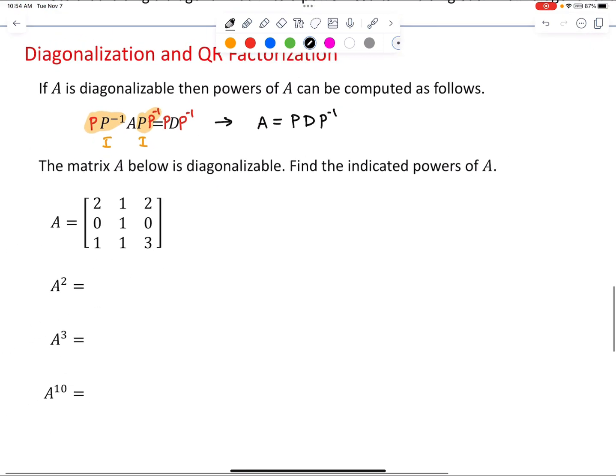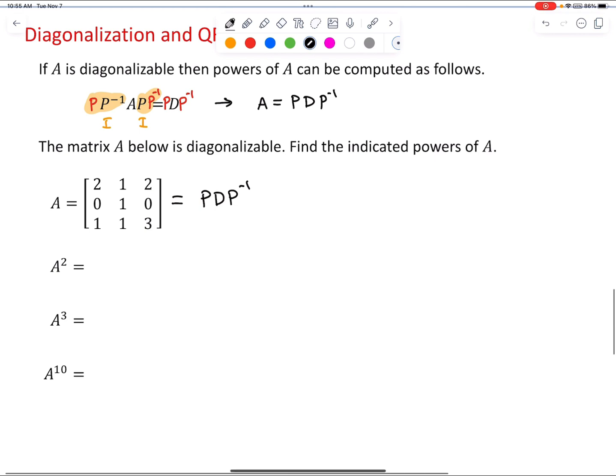Okay, so let's see how this can be helpful. The matrix A below is diagonalizable. Find the indicated powers of A. So we have this matrix A, and it is diagonalizable. In fact, this is the same matrix that we had on the last page. So we can find a diagonal matrix D and an invertible matrix P such that this matrix is equal to P times D times P inverse. Thus, if I want to do A squared, I simply have to do P times D times P inverse times itself, P times D times P inverse.